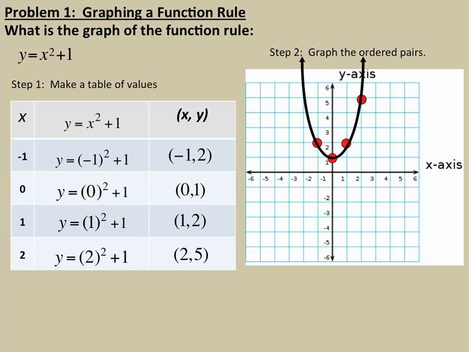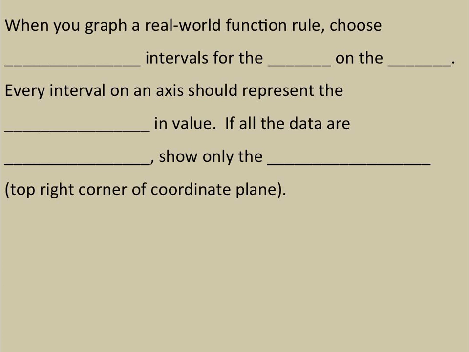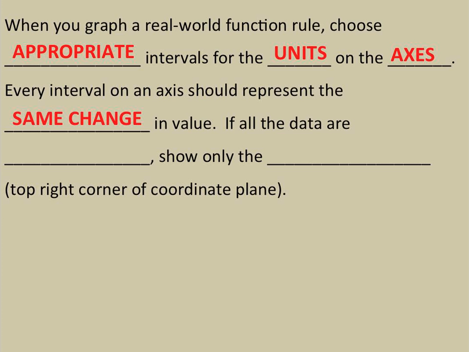Okay? Great. So, when I graph a real-world function rule, choose appropriate intervals for the units on the axes. I've got to watch out when I make my graph when I'm dealing with real world values. Every interval in the axis should represent the same change in value. So when I go to number my axes, I can't count by 2 and then count by 6 and then count by 1. It's always going to go the same.